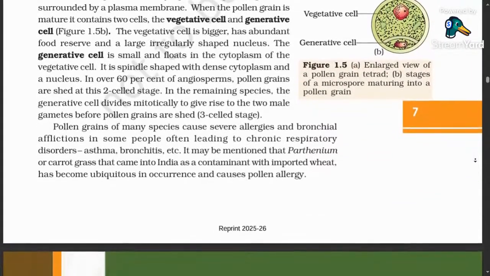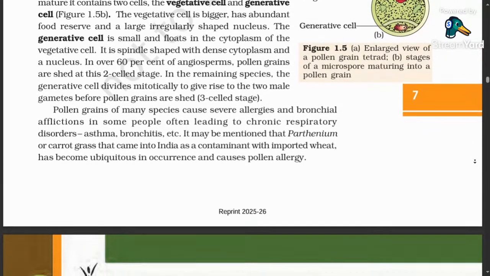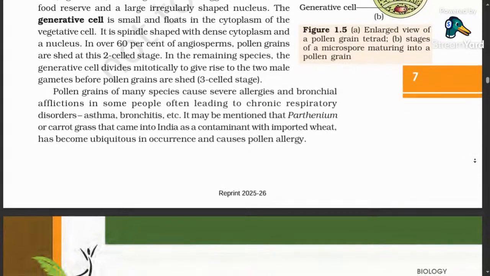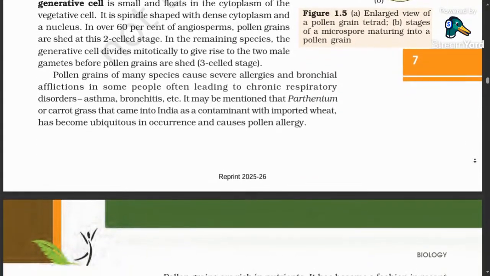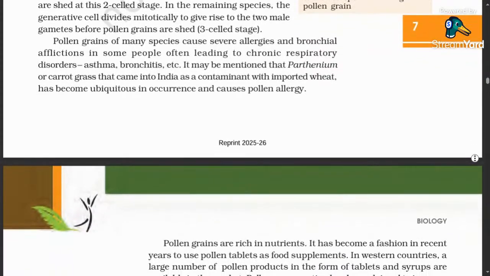The vegetative cell is bigger and has an abundant food reserve and a large, irregularly shaped nucleus. The generative cell is smaller and floats in the cytoplasm of the vegetative cell. It is spindle-shaped with dense cytoplasm and a nucleus. In over 60% of angiosperms, pollen grains are shed at this two-celled stage. In the remaining species, the generative cell divides mitotically to give rise to two male gametes before pollen grains are shed, the three-celled stage.